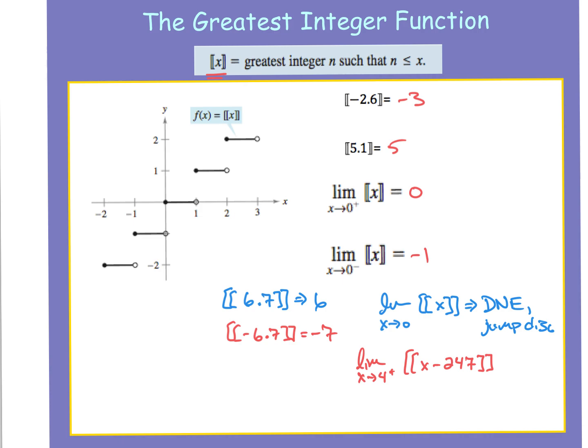So I'm approaching 4 from the right of the greatest integer of x minus 247. I can tell you this is the first time I've done this example ever in my career. If I go to 4 from the right, is that a little bit more or less than 4? A little bit more. Does everybody follow me on this? If I do a little bit more than 4, dear goodness, this is a big negative. So I have 4 minus 247.